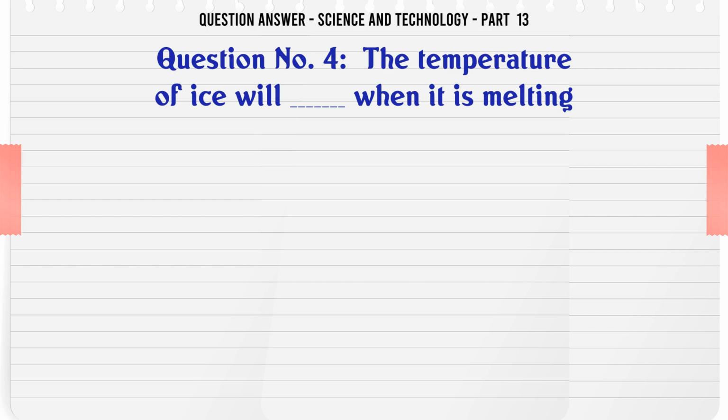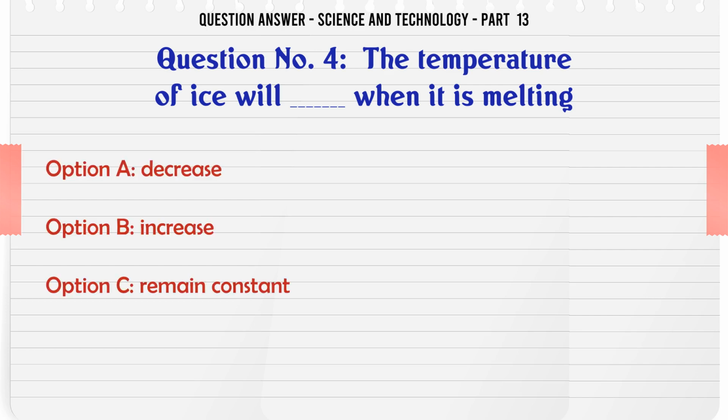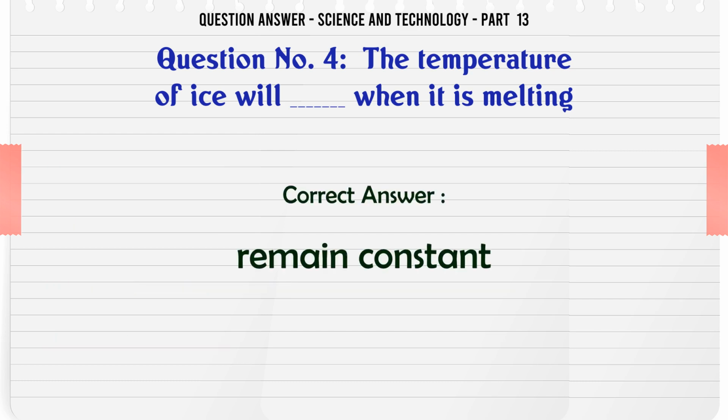The temperature of ice will dash when it is melting. A. Decrease. B. Increase. C. Remain constant. D. Fluctuate. The correct answer is remain constant.